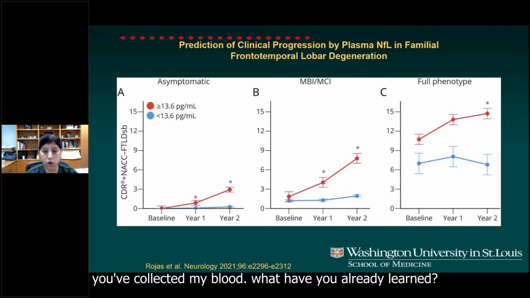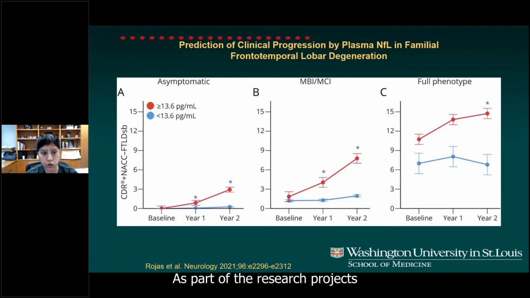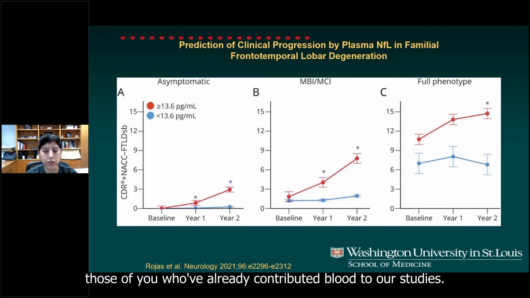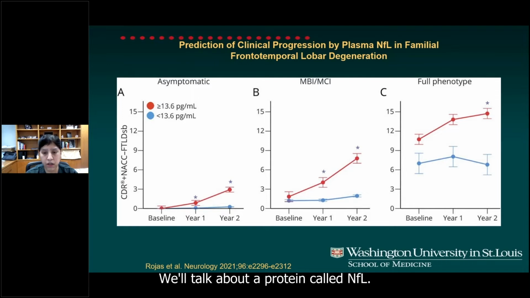What have you already learned maybe? So as part of the research projects that Diana introduced, I participate in, we've already learned quite a bit from those of you who've already contributed blood to our studies. We'll talk about a protein called NFL. Nope, not football, but a protein that we've come to learn in the last several years plays an important role in a lot of brain disorders, not just FTD.